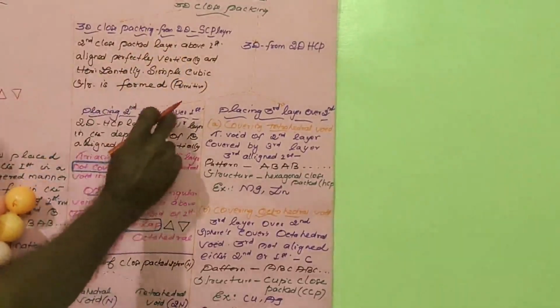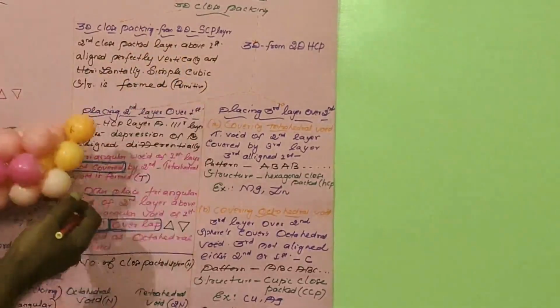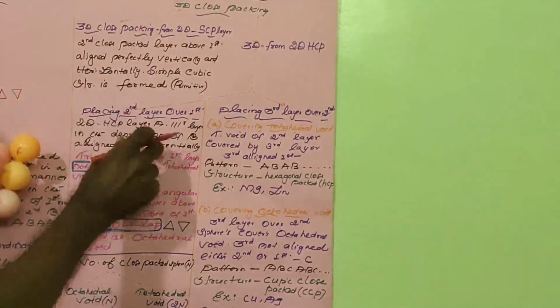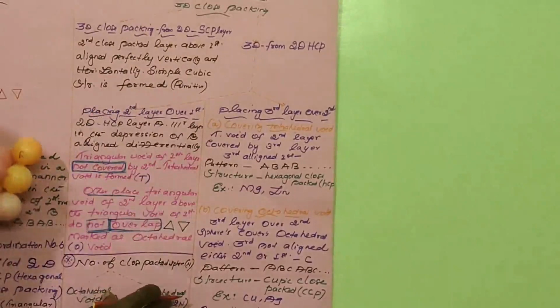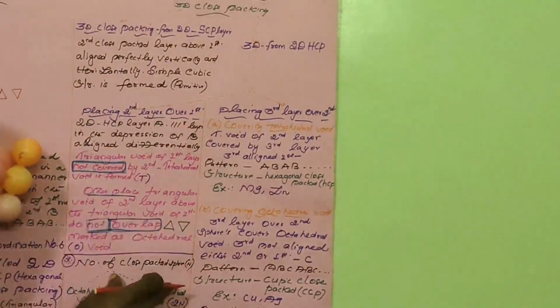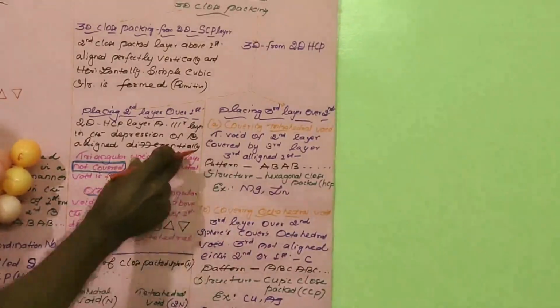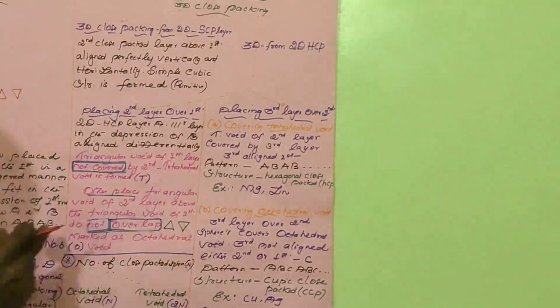So by placing second layer over first layer, in 2D hexagonal close packing, two types of void are there. One is known as tetrahedral void, another one is known as octahedral void. So these two voids are formed from 2D.